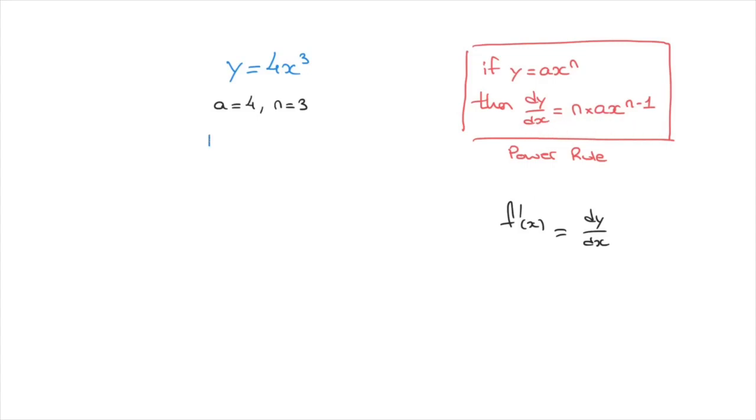The derivative function dy dx is equal to 3 times 4 times x to the power of 3 minus 1. And that's equal to 3 times 4, which is 12, times x to the power of 3 minus 1, which is 2. And that's the derivative. And there we have it. That's how we can use the power rule for differentiation for finding the derivative of a function.